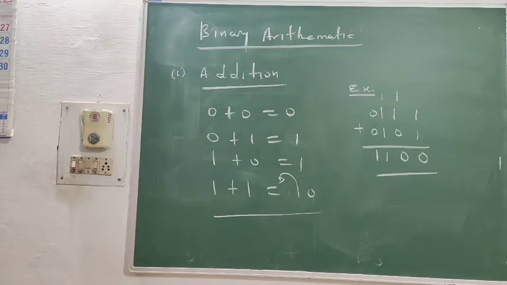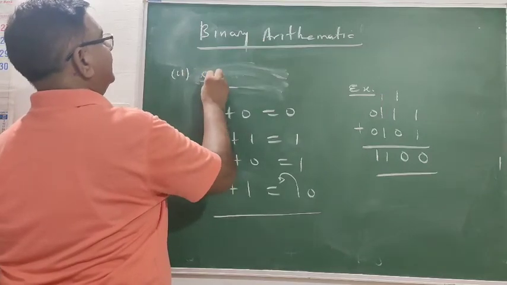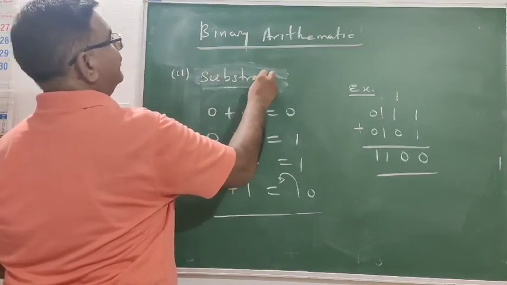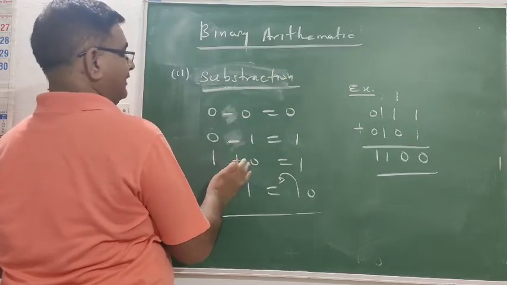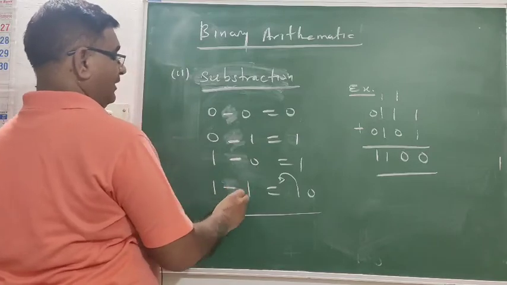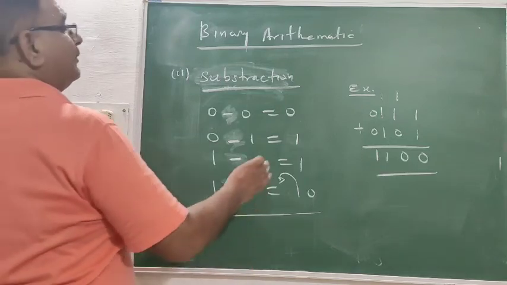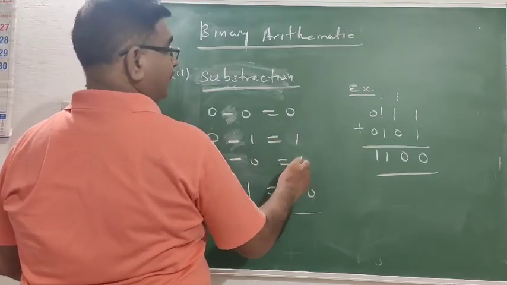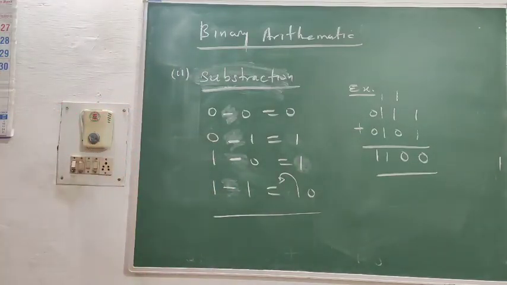How do you make the subtraction? See. To make the subtraction, 0 minus 0, 0 minus 1, 1 minus 0, 1 minus 1. If you have 0 minus 0, that is 0. 1 minus 1, 0. 0 minus 1 is 1.